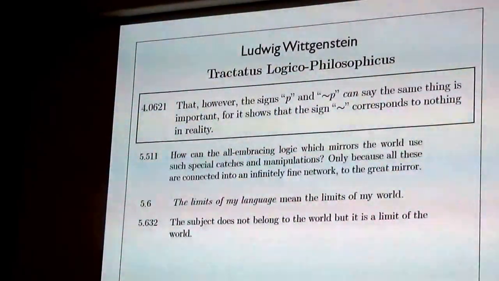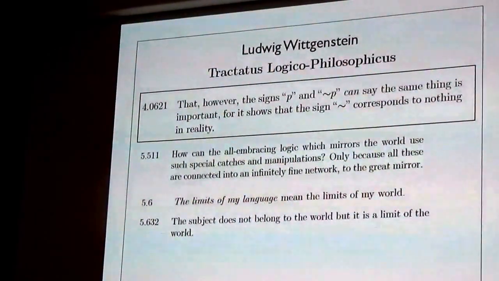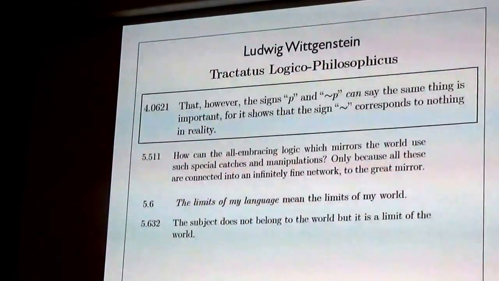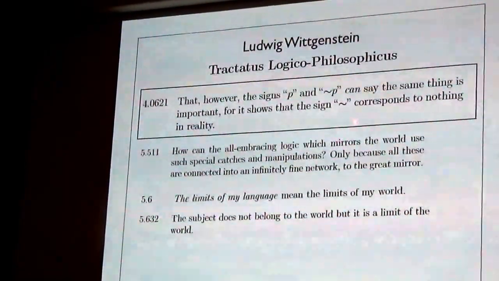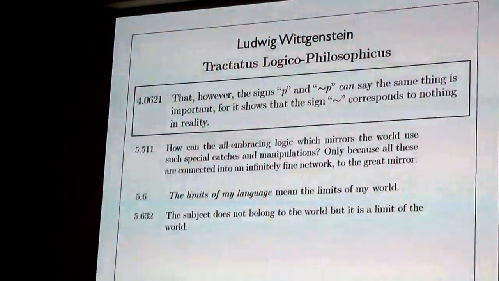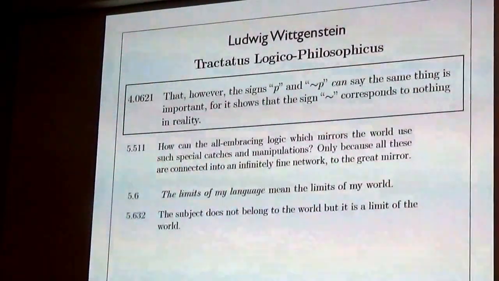And of course, later he rejects the picture theory of reality, and implicitly in rejecting it, rejects perhaps this notion that the sign not corresponds to nothing in reality. Somehow the mirror and the reality are coming together later for him in practical terms, where the meaning of the word is its use, and the words are part of the reality, and they aren't just mirrors.